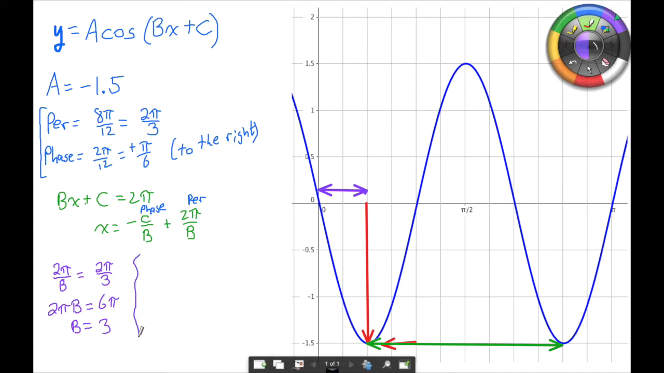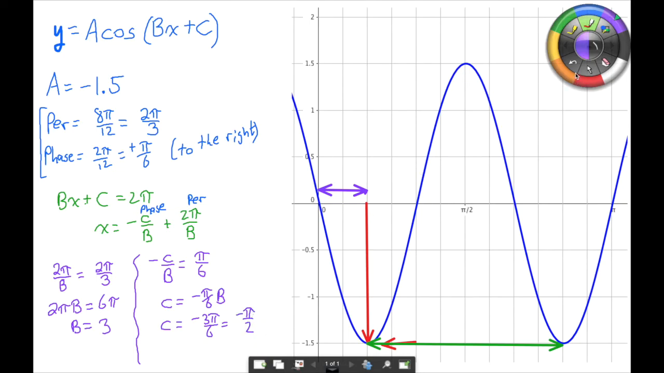Next up is the c. We know that negative c over b, the translation or the phase shift, has to equal pi over 6. Usually before I start plugging in for b and c, I solve for c first. So c is going to equal negative pi over 6 times b when you multiply both sides by b. Now I know that b is equal to 3. So c is going to equal negative 3 pi over 6, also known as negative pi over 2.